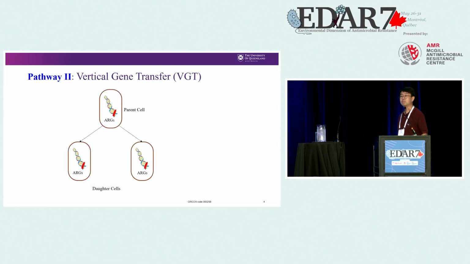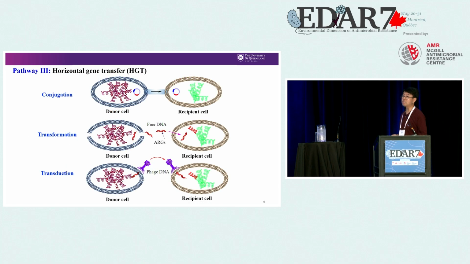Second pathway is VGT, vertical gene transfer. This is very straightforward to understand. If a parent cell carries some antibiotic-resistant gene, ARG, in its genome, this parent cell can pass its ARG to the daughter cells generation by generation. So this is VGT. The third one is much more complicated. We call it horizontal gene transfer, shortened as HGT.